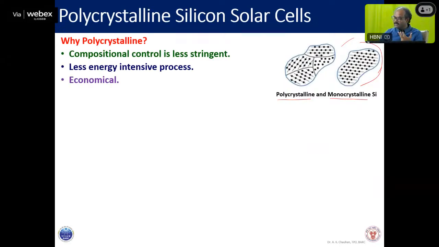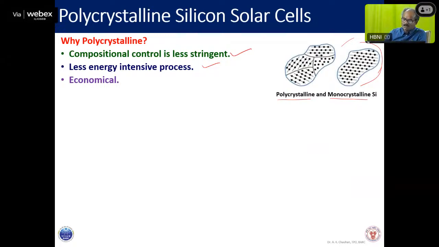So these are cheap. Making a single crystal is a little expensive. You need a lot of expensive crystal growth systems to make single crystals, and wafers are very expensive. So why do you need polycrystalline? Compositional control is less stringent, and it is a less energy intensive process.